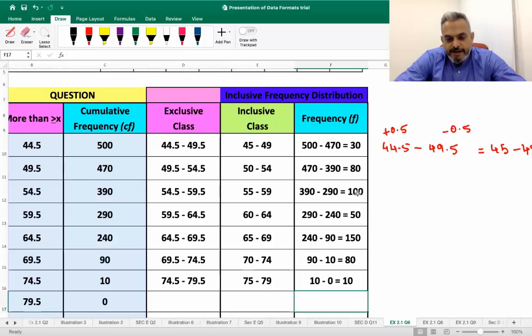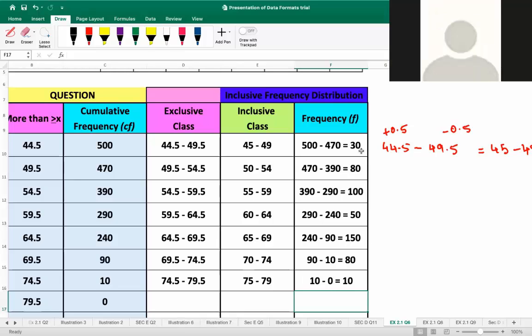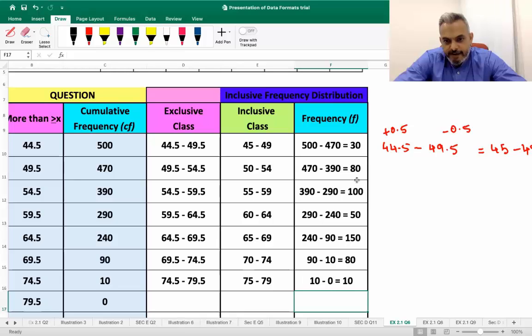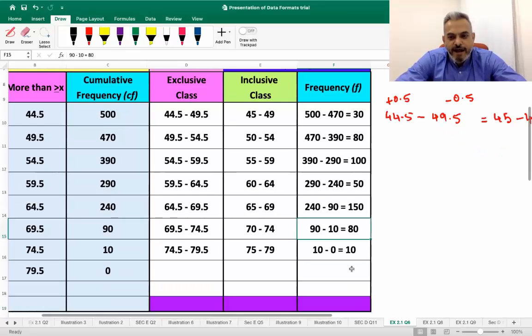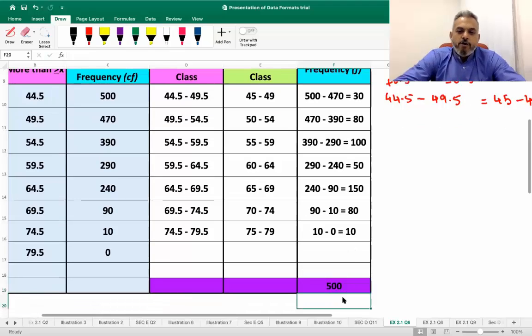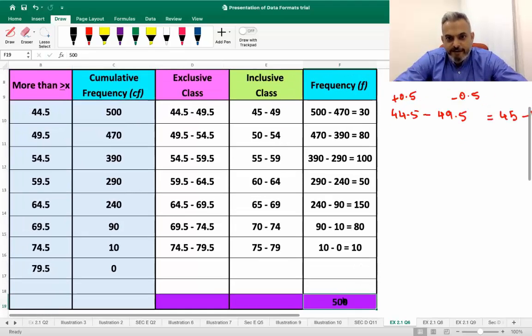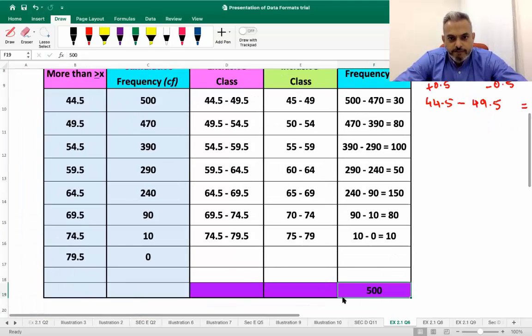30 and 80, 110, 210 and 50, 260 and 150, 410, and 90 is 500. So the total comes to 500. Always cross verify the total.